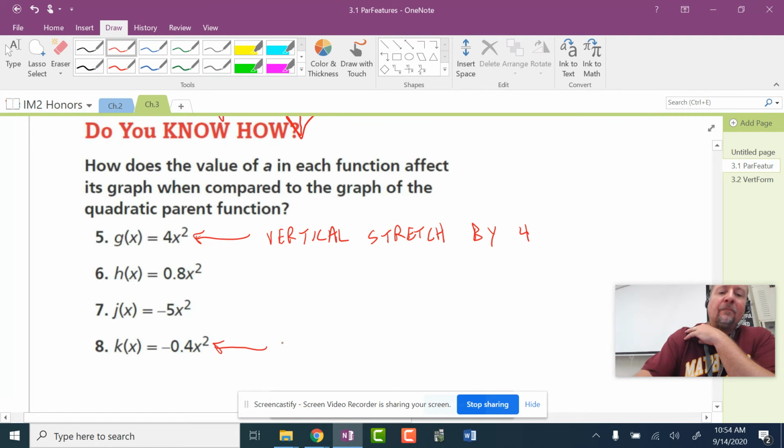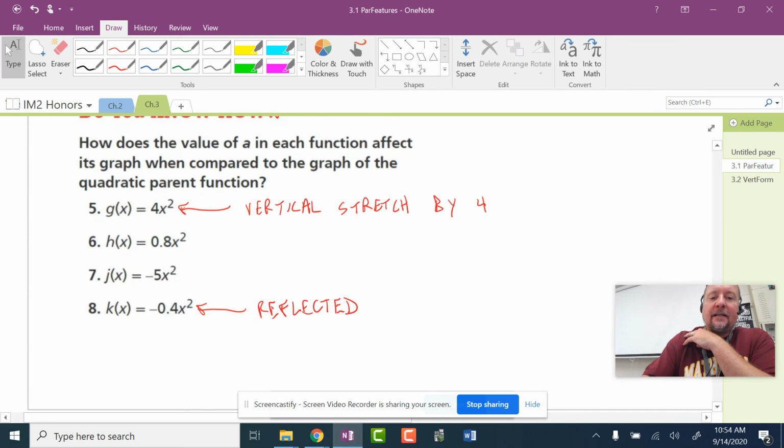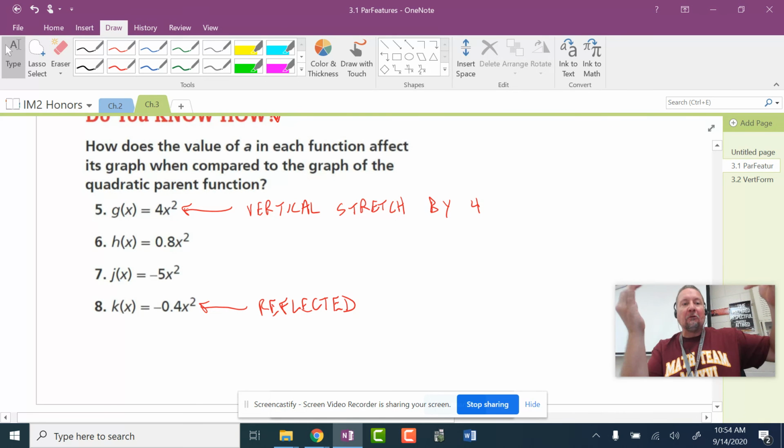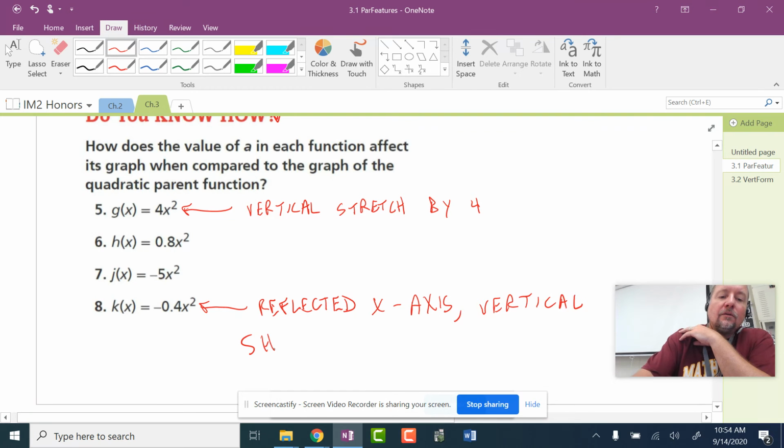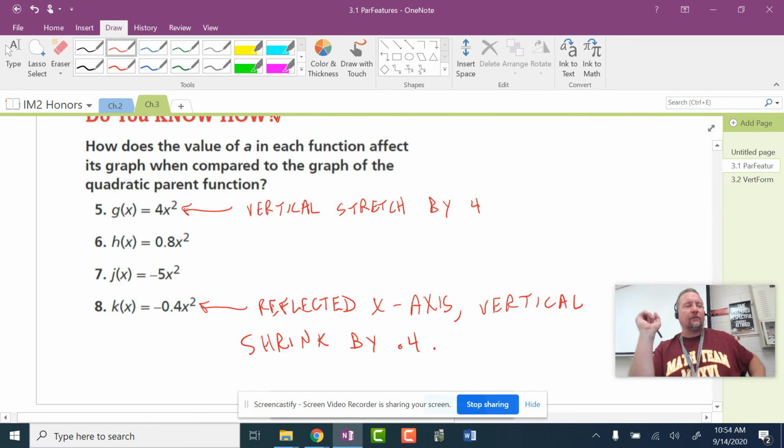I'm going to skip to this one. This is reflected over the x-axis. That's what I want to say. Don't say down. When you get into book stuff like what I'm going to assign you Wednesday, they might have multiple choice that say down. I like reflected over the x-axis. And then vertical shrink by a factor of 0.4. You ignore the negative on the shrinking. We already took care of the negative with the reflection.